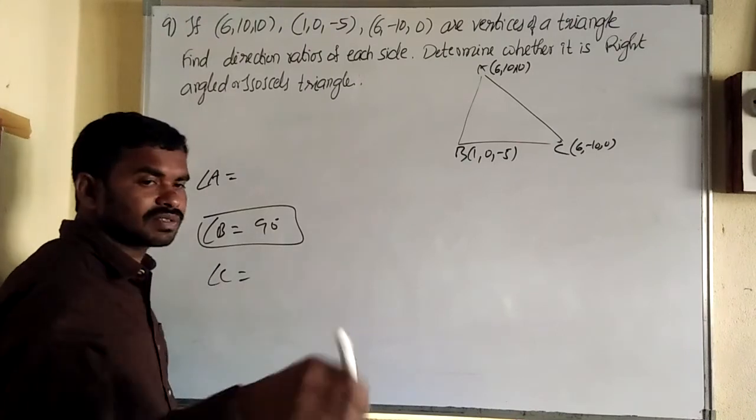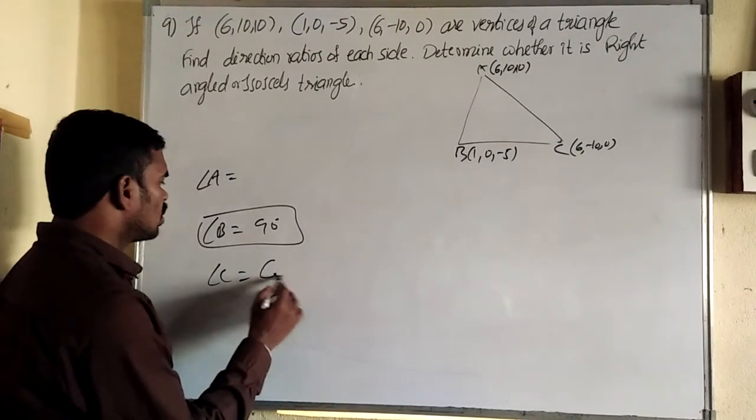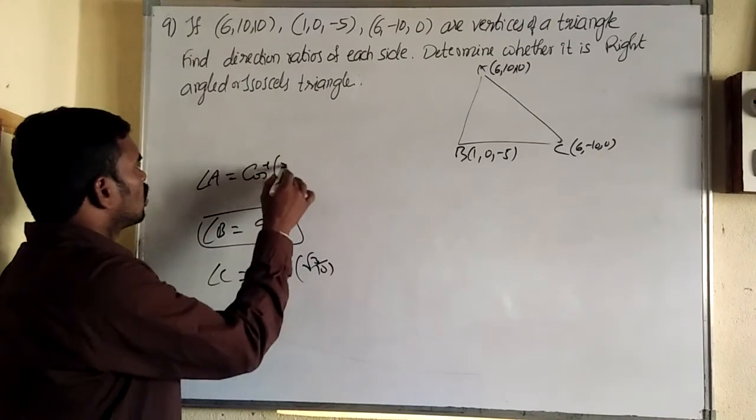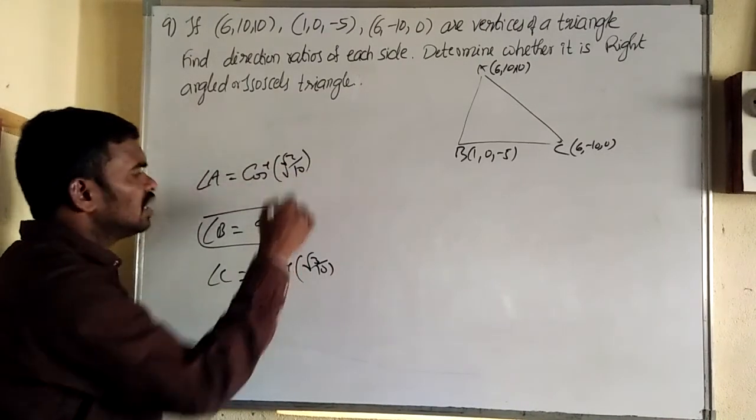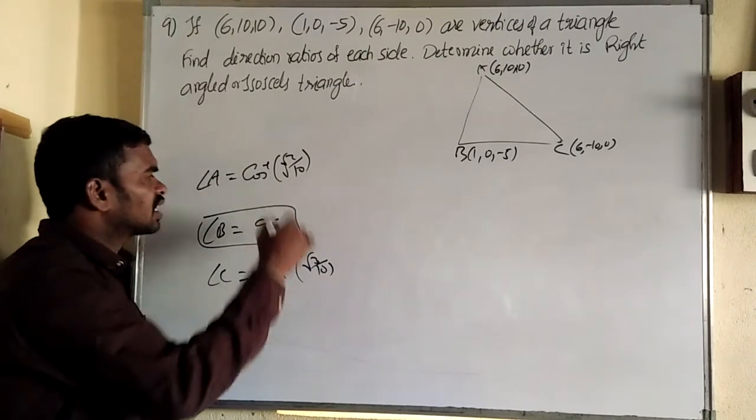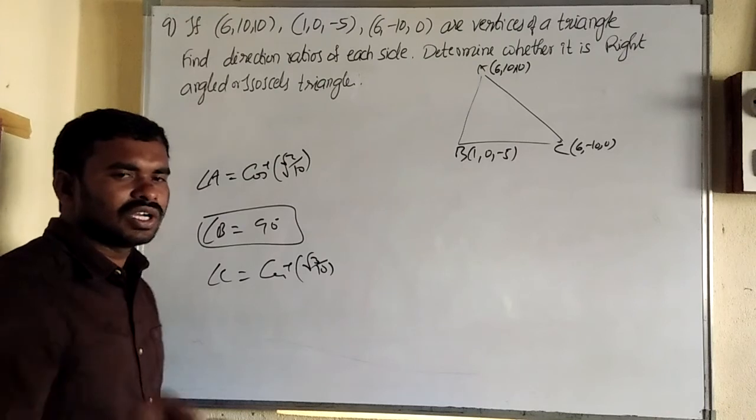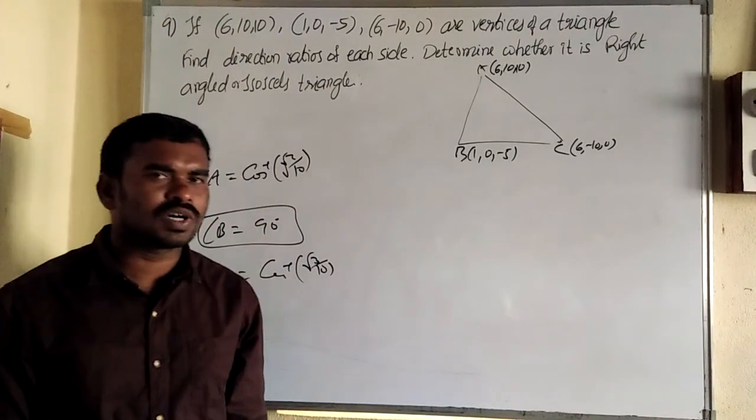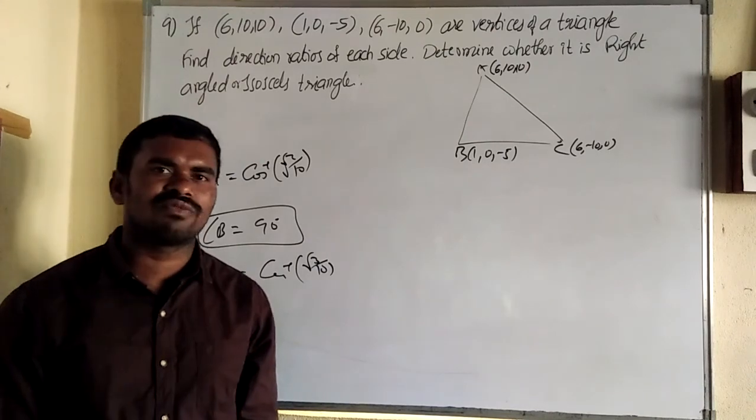So cos inverse root 3 by 10, cos inverse root 7 by 10. Okay, I just doubt whether these are the answers, check it. Clear? These are the direction cosines and direction ratios. Just in 2 parts it is completed. These 2 parts are enough for the exam.